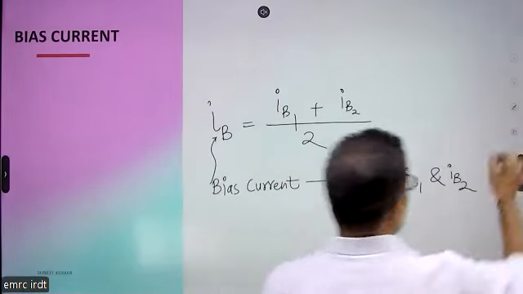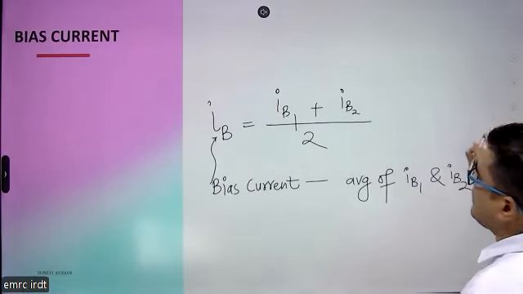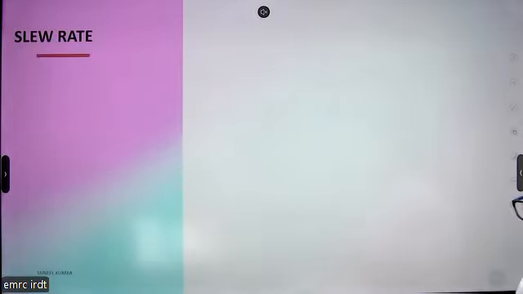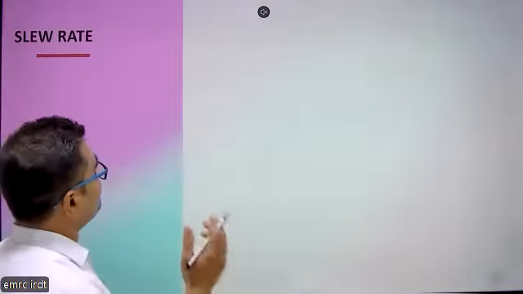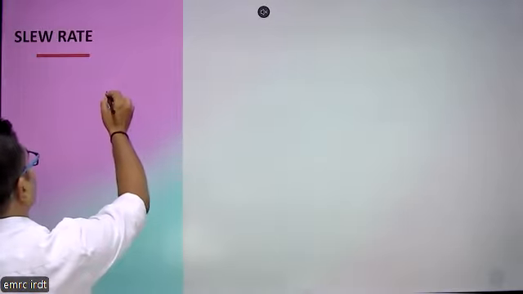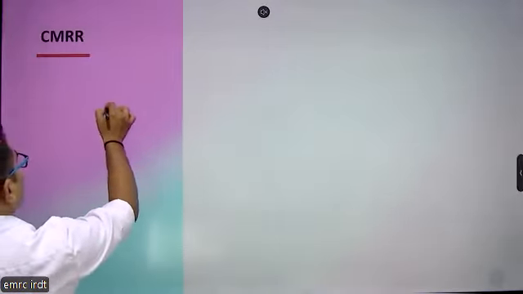So again, after that, we have one more parameter that is known as slew rate. Earlier, as we have seen, the ideal value of slew rate is infinite. That represents that if we are changing our input signal, that must be reflected at the output. So we can write it as slew rate.